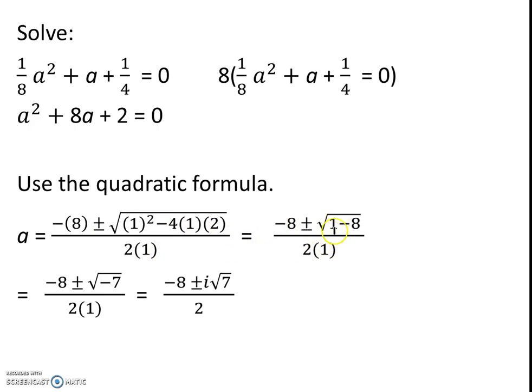Under the radical, I have 1 minus 8, which is negative 7. We know when we pull the negative out, that gives us i. So our final answer ends up being negative 8 plus or minus i times the radical 7, all divided by 2.